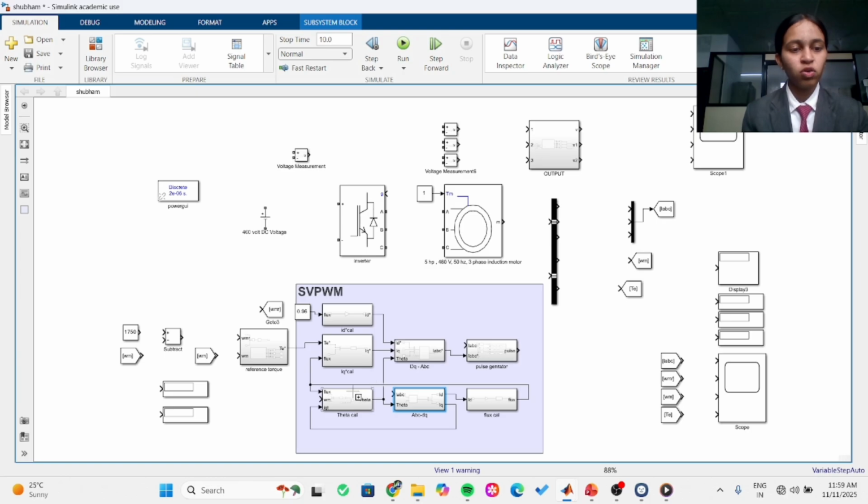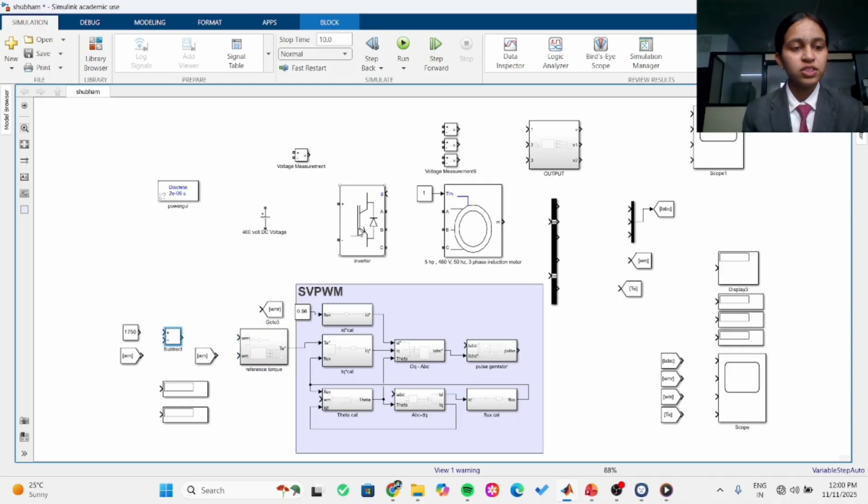The flux calculation block estimates the rotor flux based on motor parameters and feedback current. The theta calculation block generates the electrical angle for the DQ transformation. The reference torque block generates the torque reference from the speed input. The speed reference is the defined speed setup for the induction motor. Speed feedback measures the actual rotor speed and sends it back to the control loop. Speed error calculation gives the difference between the reference speed and the actual speed.